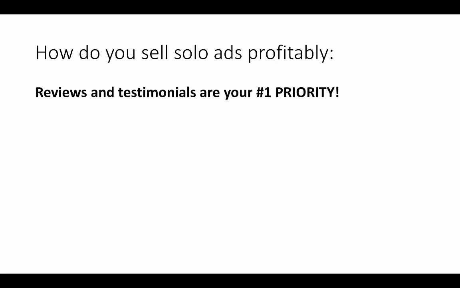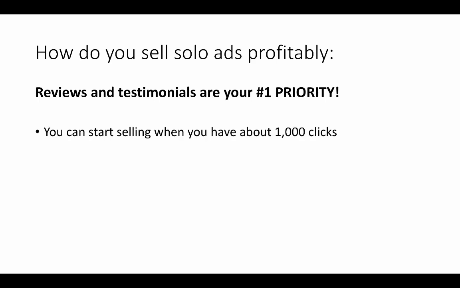Now, with that in mind, these are a few other tips for you. The first one is that you can start selling when you have about 1,000 clicks. Sorry, my typo error here. It's supposed to be 1,000 emails, meaning 1,000 subscribers. Now, you should start small, but at the same time, your size should be something reasonable. I mean, if you don't even have 1,000 subscribers and you can't command, say, 50 or 100 clicks, then it's very hard for you to sell traffic.